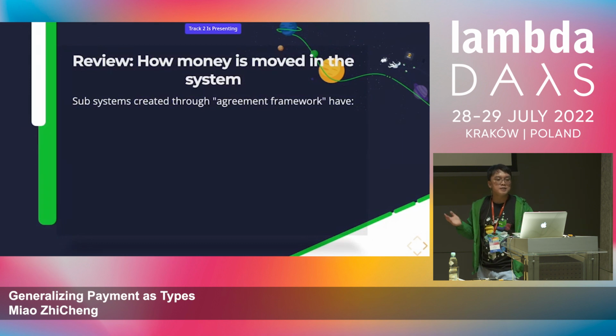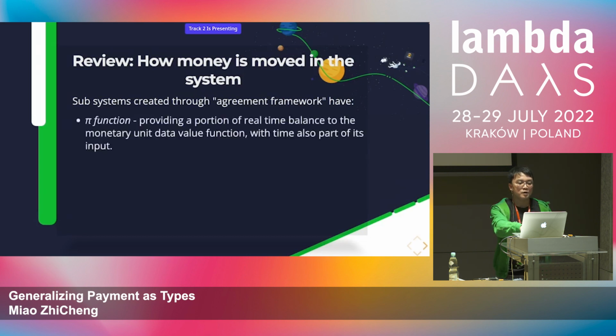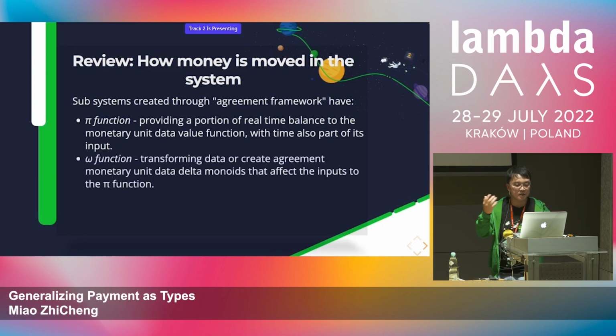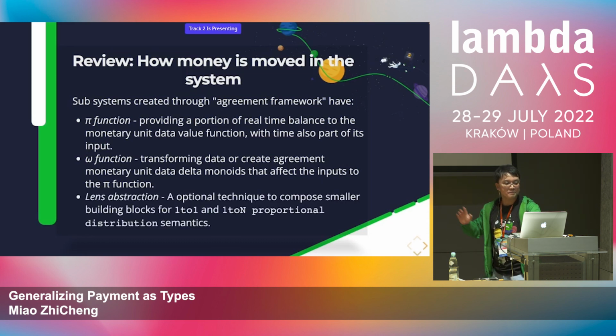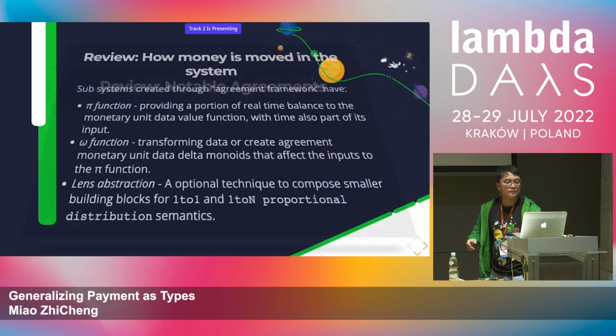Review. Let's have a look at what all these exotic concepts are about. So how is money moved in our system? Subsystems are created through this agreement framework. Each agreement will give you a piece of balance. That's called a pi function. And there's an omega function that transforms data and creates new information, a new monoid you can append to your existing states. And we also use a lens abstraction to reuse some of the functions to express different semantics, like one-to-one versus one-to-n.